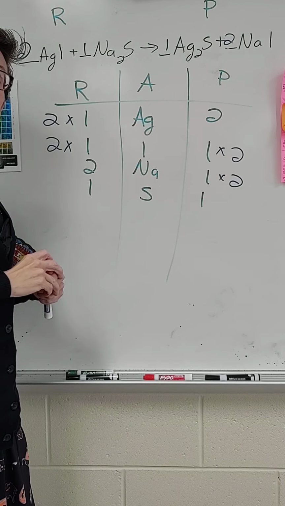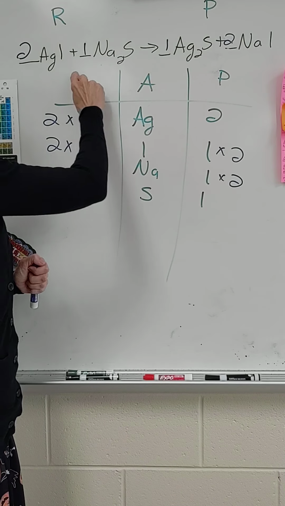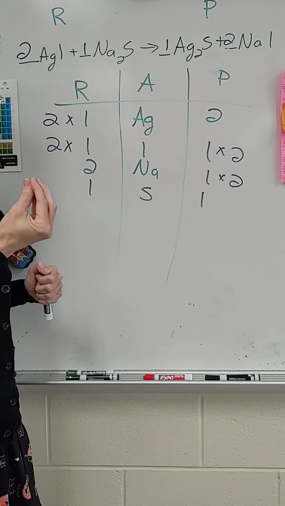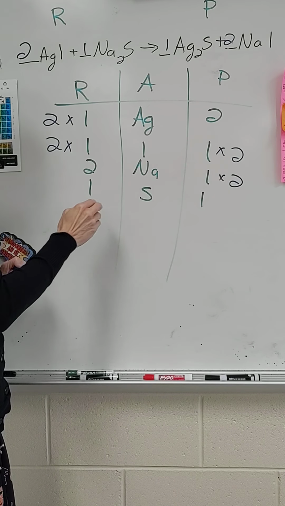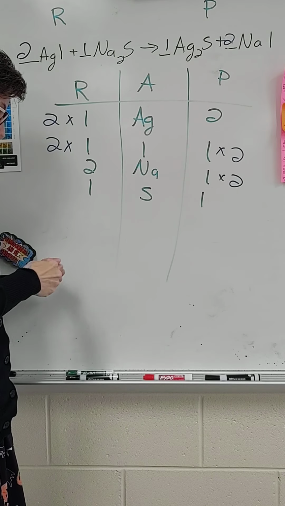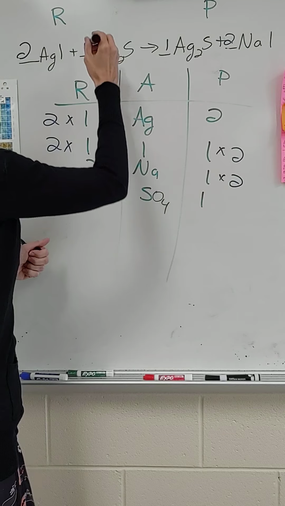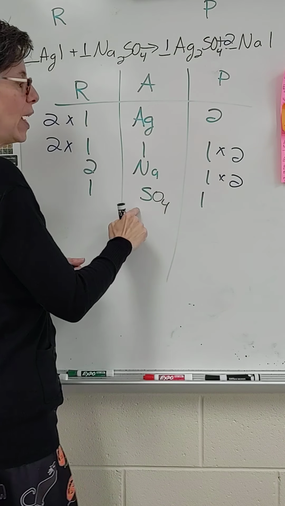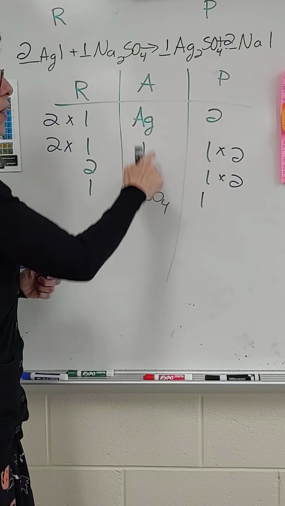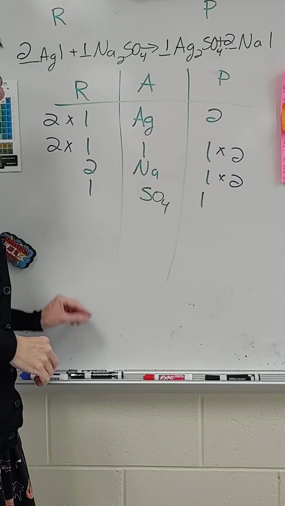If you're doing polyatomic ions in an equation, if they stay together on both sides, then treat that polyatomic ion like an atom. And so, you know, if this was sulfate, if we had SO4 on both sides, then go ahead and just write it as SO4 in your RAP chart. That will keep things a lot easier.